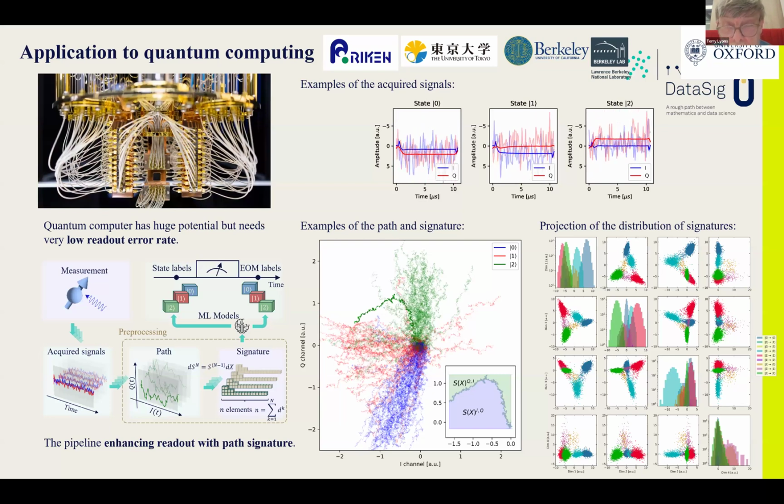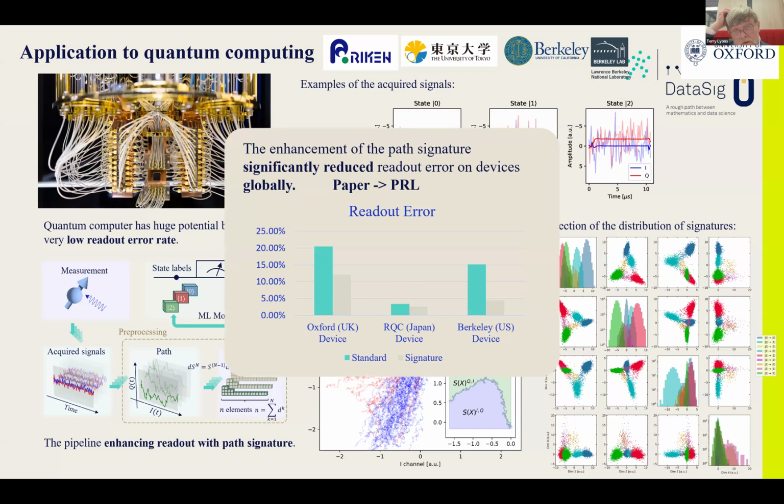One fun problem here is about quantum computing, and it's a collaboration between Japan, Berkeley, and Oxford. A bottleneck in modern quantum computing is the ability to read out the results, which of course is quite important. And they discovered that signatures could be used to encode and then discriminate between the different outputs that you get for your readouts. And it makes a difference. It makes a substantial difference.